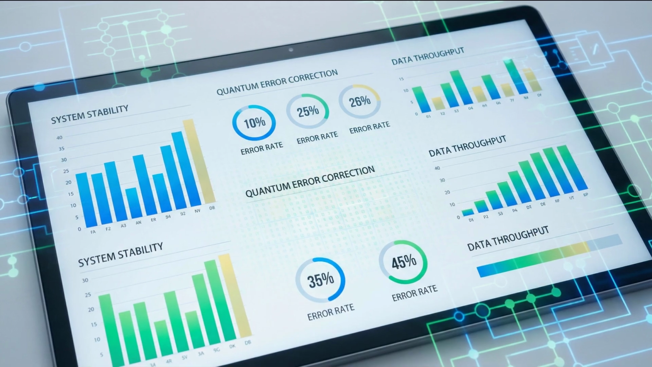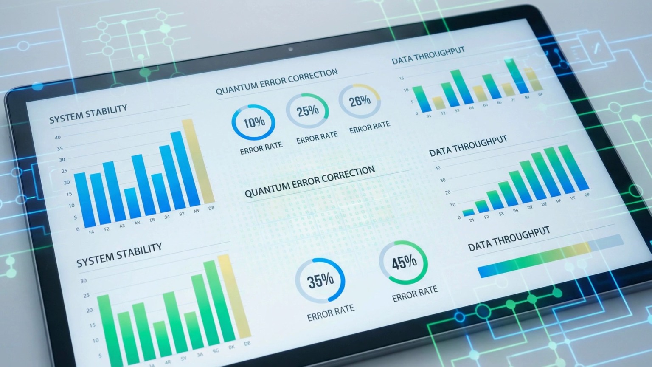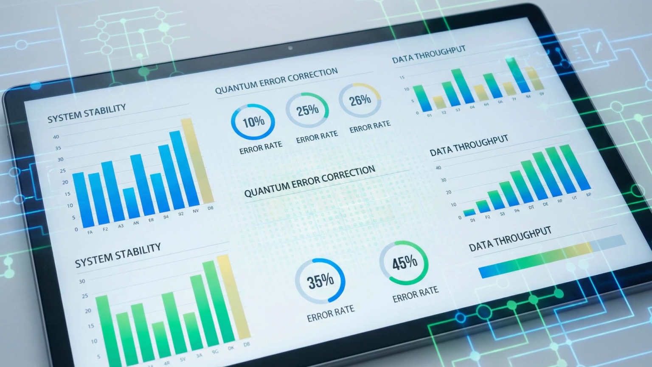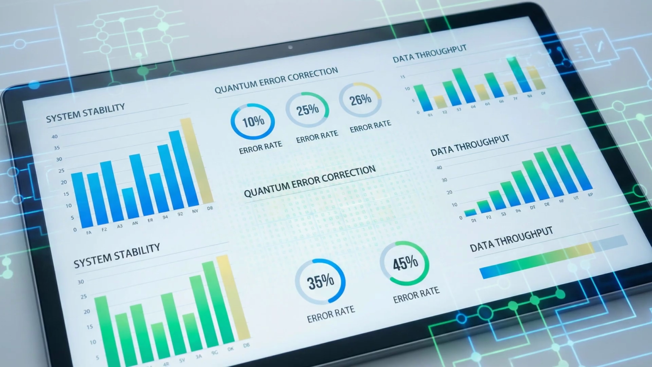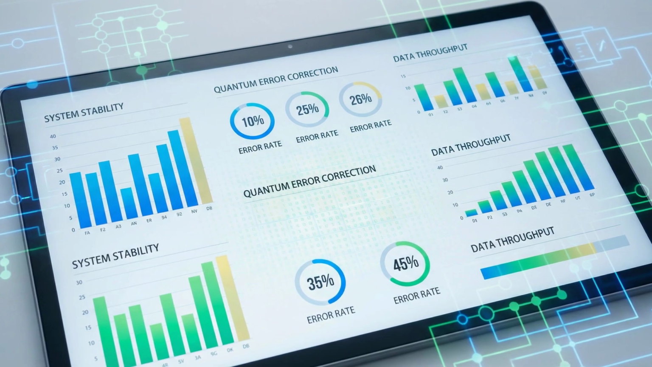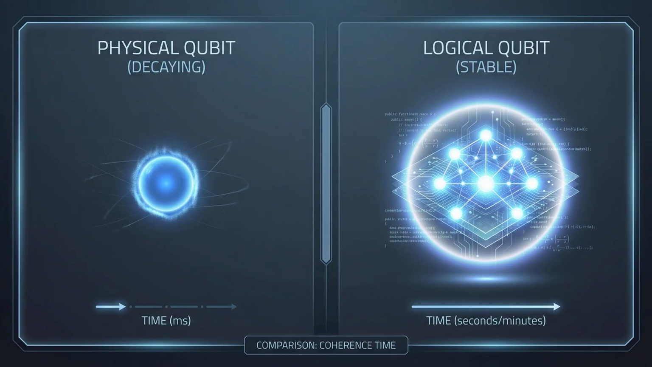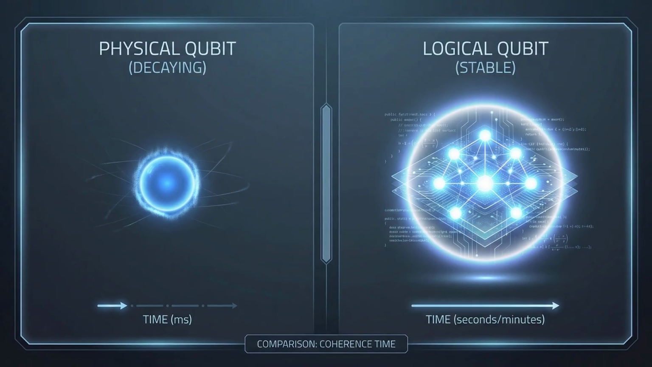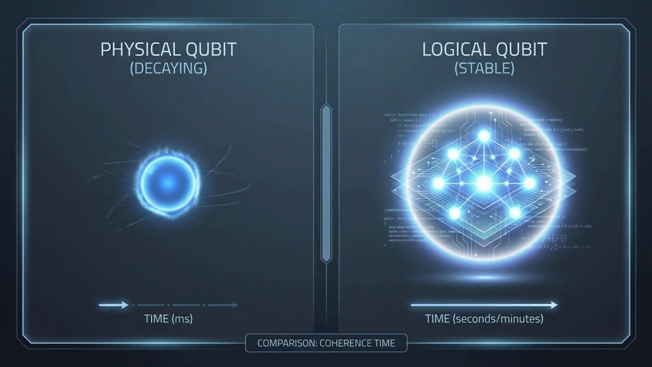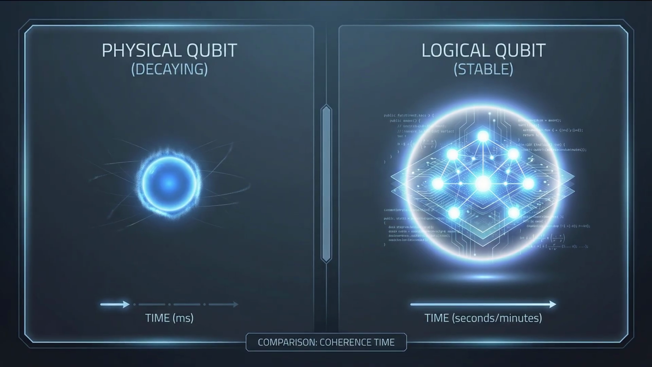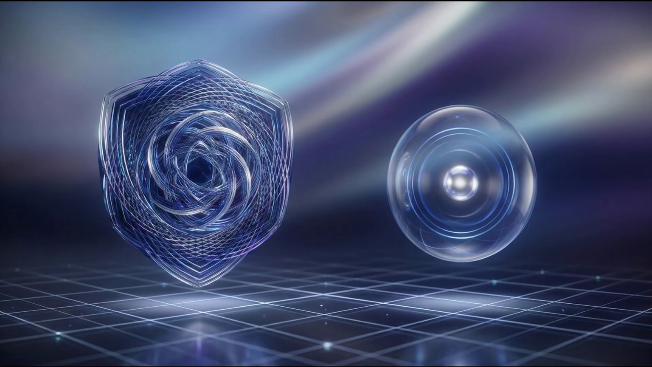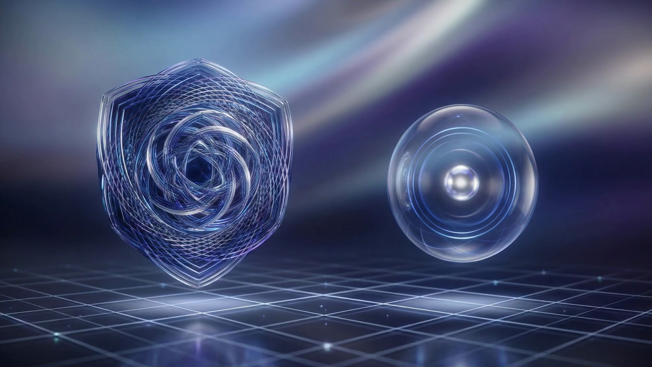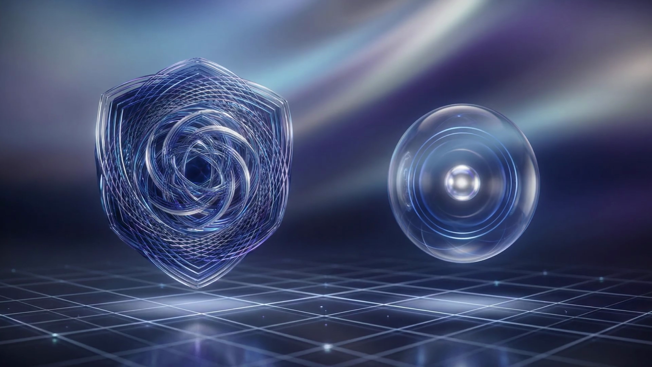Some practical heuristics help when evaluating progress. Pay attention to error rates on basic operations, especially whether they're comfortably below the threshold for the chosen code. Notice whether experiments report logical error rates and how they change as the code size increases. Look for demonstrations where a logical qubit lives much longer than any single physical qubit would on its own. Those are signs of real error correction at work.